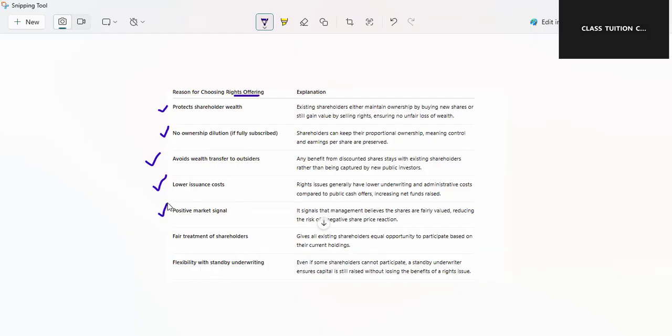Then also, there's a positive market signal. It signals that management believes the shares are fairly valued and will reduce the risk of price reaction. Then also, fair treatment of the shareholders. It gives the existing shareholders equal opportunity to participate based on their current holdings. And also, there's the aspect of flexibility with standby underwriting. So even if some shareholders cannot participate, a standby underwriter will ensure that capital is still raised without losing benefits. So you need to explain those key points.